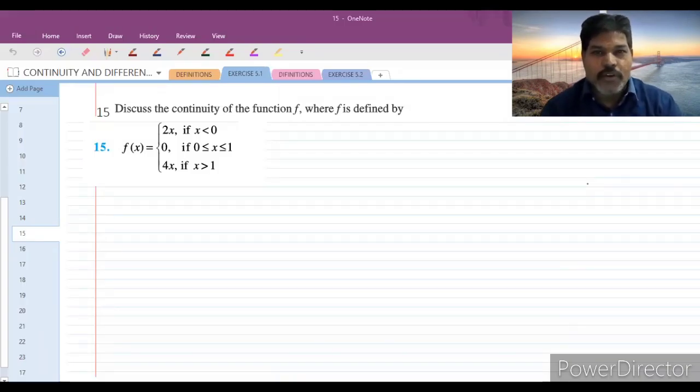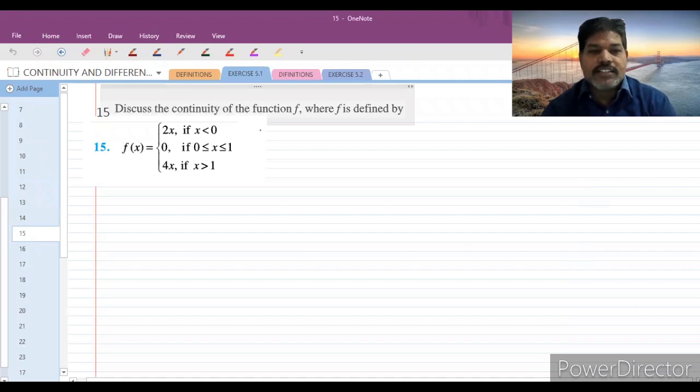So see question number 15. What is the question, students? Discuss the continuity of the function f where f is defined as f of x is equal to 2x if x value is less than 0, and f of x value is 0 if 0 less than or equal to x less than or equal to 1, and f of x value is 4x if x value is greater than 1. So they are asking where the function is continuous and where the function is discontinuous. That is the question actually.